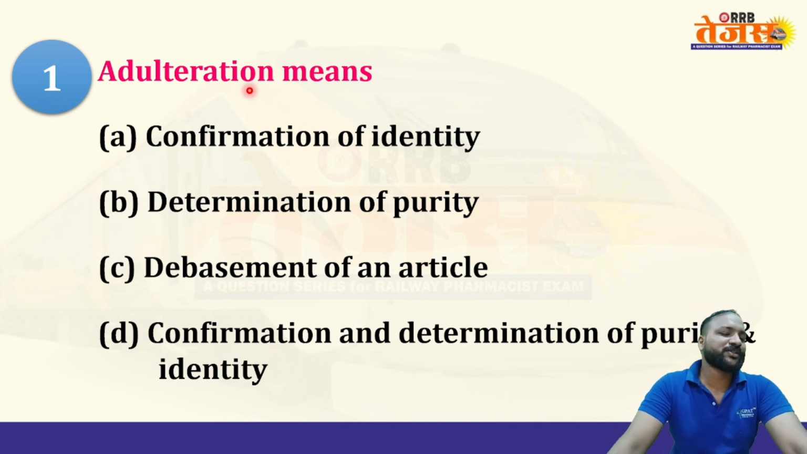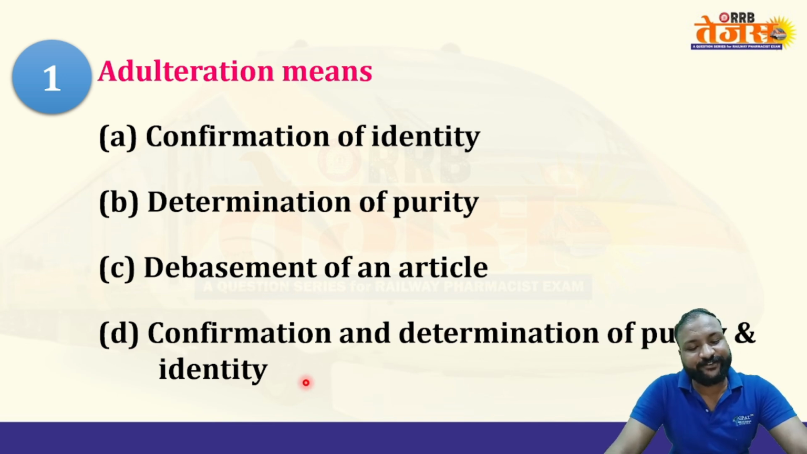The first question in today's session is: adulteration means, what do you mean by adulteration? Option A, confirmation of identity. Option B, determination of purity. C, debasement of an article. And D, confirmation and determination of purity and identity. Tell me the right answer for this one.